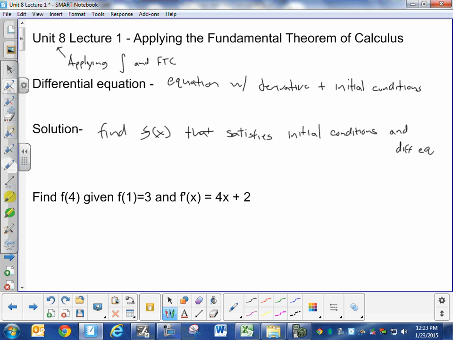Okay, now this is a differential equation, but there's an extra step. So I'm going to kind of get rid of the extra step for now, and I'm going to bring it back. So I could ask you to find f of x, given f of 1 is 3 and f prime of x is equal to 4x plus 2. You guys go do that.